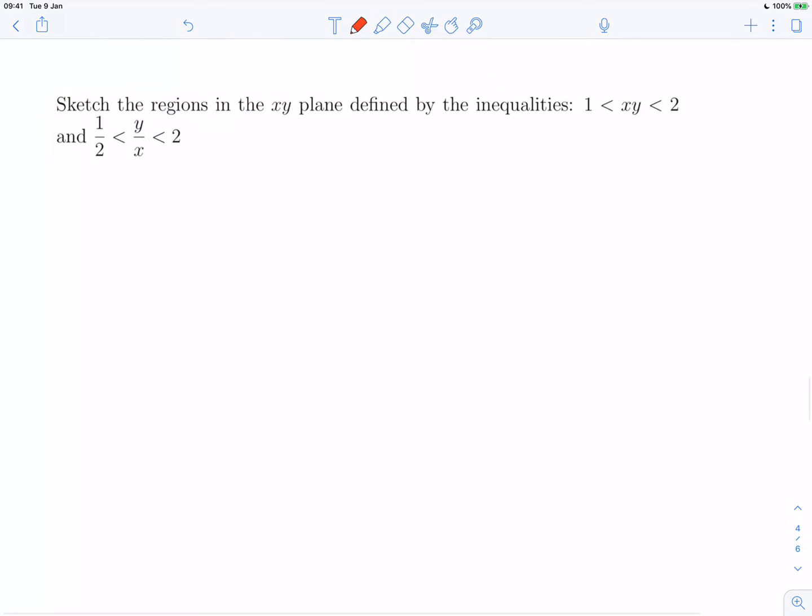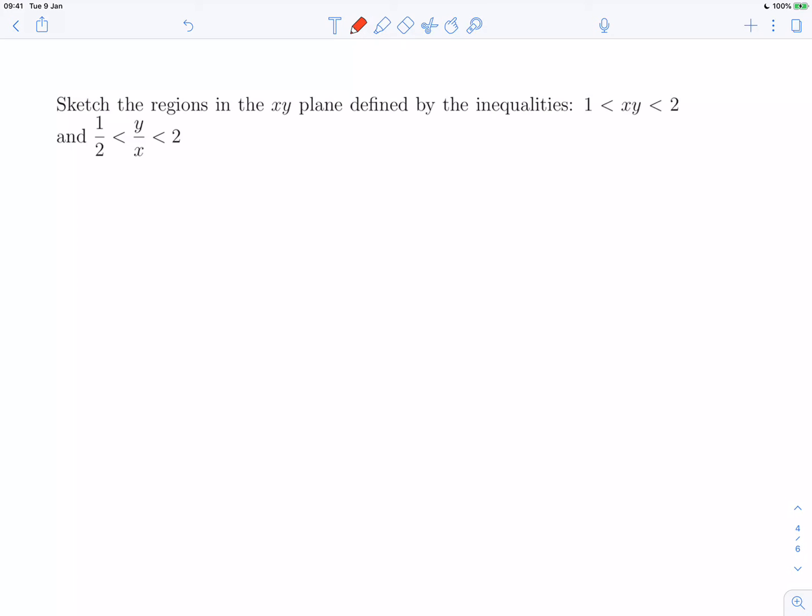Okay, now this question's quite a toughie. It was taken from a physics aptitude test for Oxford. If you want lots of time, I suggest give yourselves 10-15 minutes or so. But pause the video now and give it a go. Okay, so sketch the regions in the xy plane defined by these inequalities. So 1 is less than xy is less than 2.